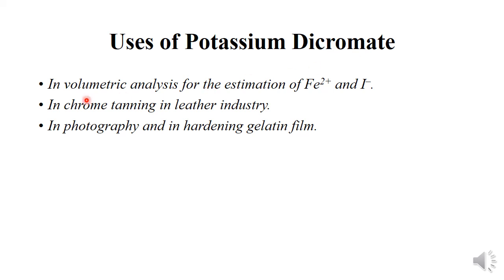Its first use is in volumetric analysis for the estimation of ferrous ions and iodide ions. Second, it is used in chrome tanning in the leather industries, and last, in photography and in hardening the gelatin film. Clear? So with this, our today's topic is complete.